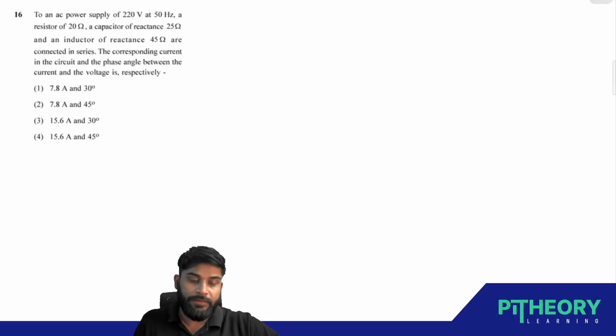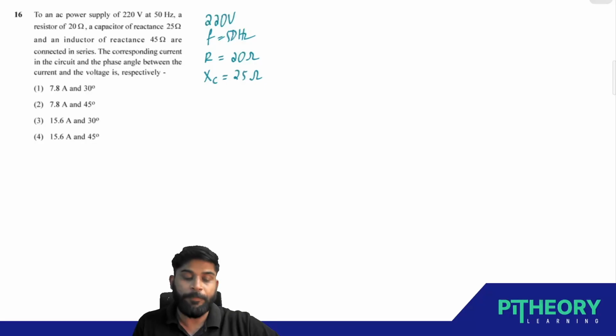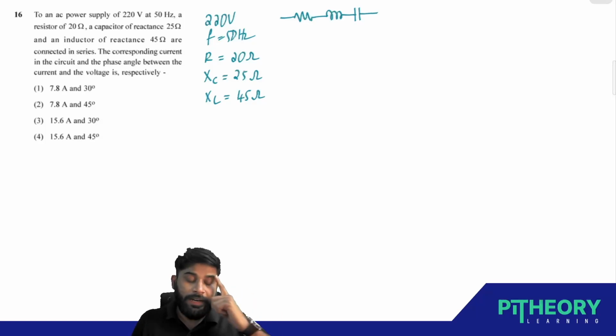Correct. What all things are given in the question? The RMS voltage is given, which is nothing but 220 volt. Frequency is given, 50 hertz. We have the resistor 20 ohm, the capacitive reactance is given 25 ohm, and the inductive reactance is given 45 ohm. They are connected in series, so it is a series LCR circuit. R, we have L and C connected. So, the corresponding current in the circuit.